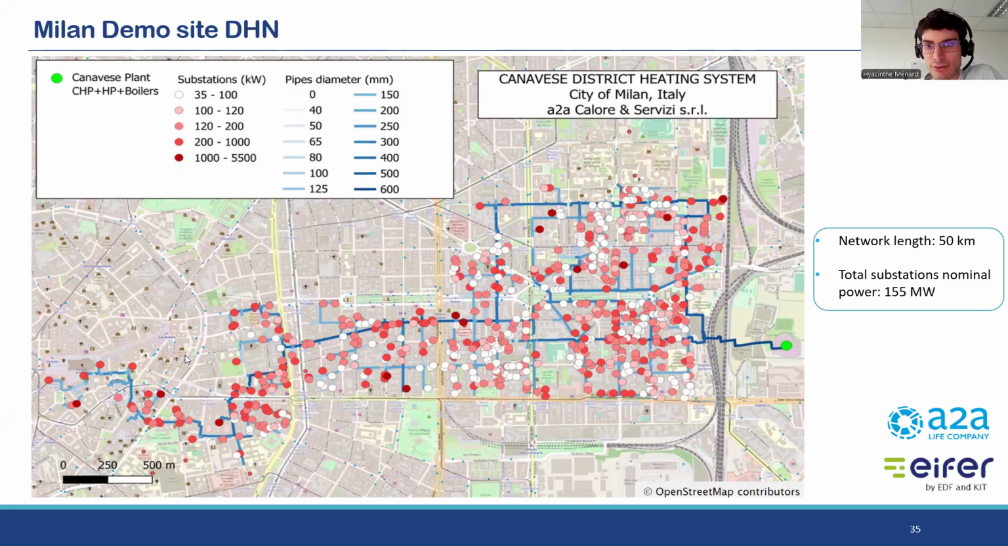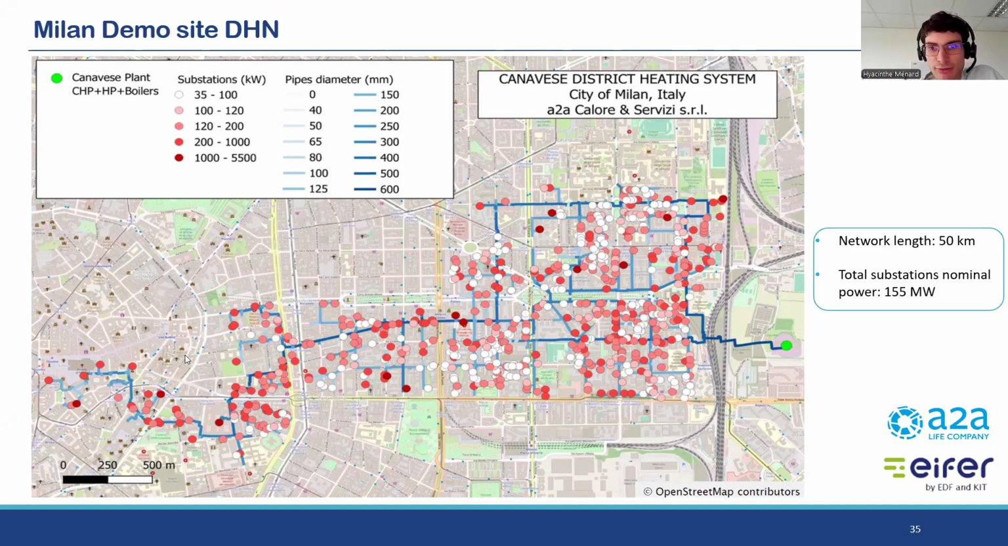You can see that on the right side in green, we have the Canavese power plant. That is the main plant that provides heat to the network, located outside of the city. And then we have a pretty large network of over 50 kilometers of pipes that cover all the eastern part of the city and provide heat to a large number of substations with a total nominal power of 150 megawatts.